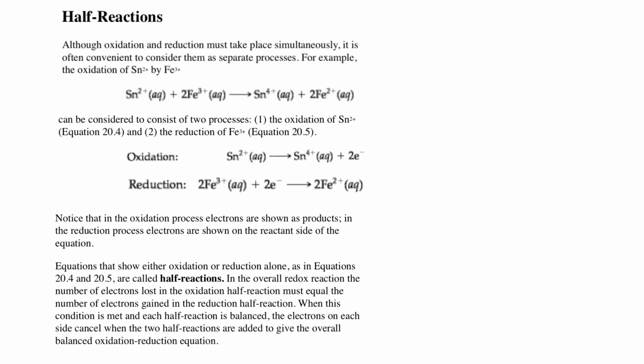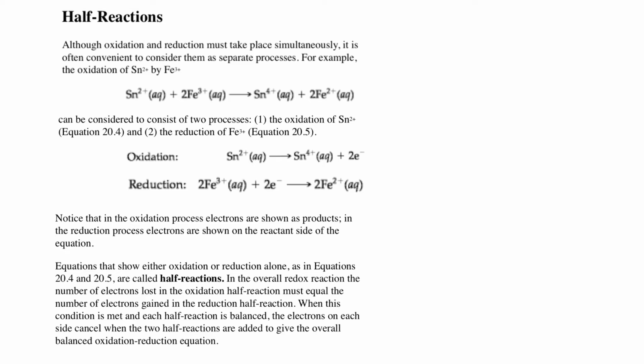This can be considered to consist of two processes, the oxidation of tin and the reduction of iron. In the oxidation, we have Sn²⁺ yielding Sn⁴⁺ plus 2 electrons. In the reduction of iron, we have 2Fe³⁺ plus the 2 electrons yielding 2Fe²⁺. Notice that in the oxidation process, electrons are shown as products. In the reduction process, electrons are shown on the reactant side of the equation. Equations that show either oxidation or reduction alone, as in equations 20.4 and 20.5, are called half reactions.